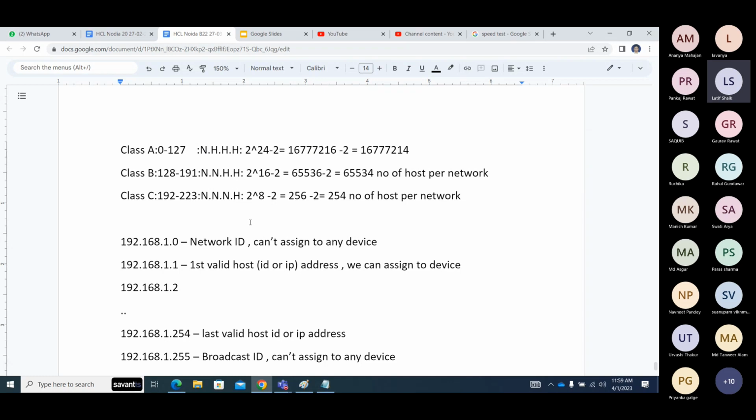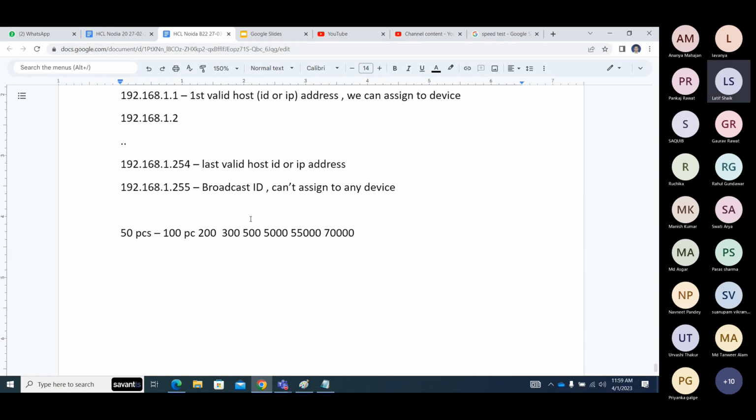So depending upon your organization's number of devices and number of IP address requirement, you can choose which class of IP address. And it saves you from wastage of IP addresses also. So you take a class B address, 172.16, for example.